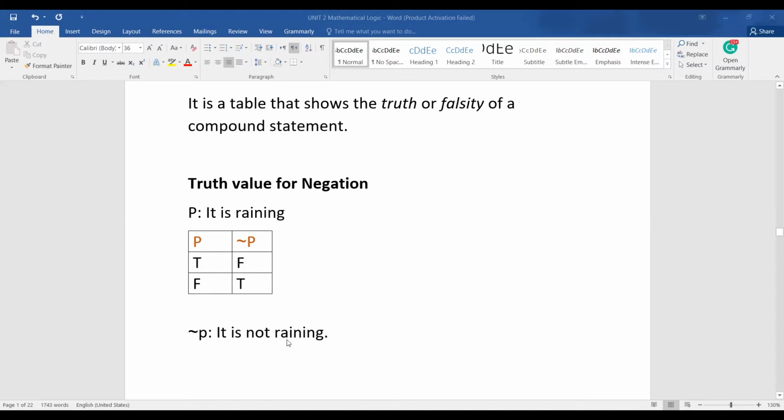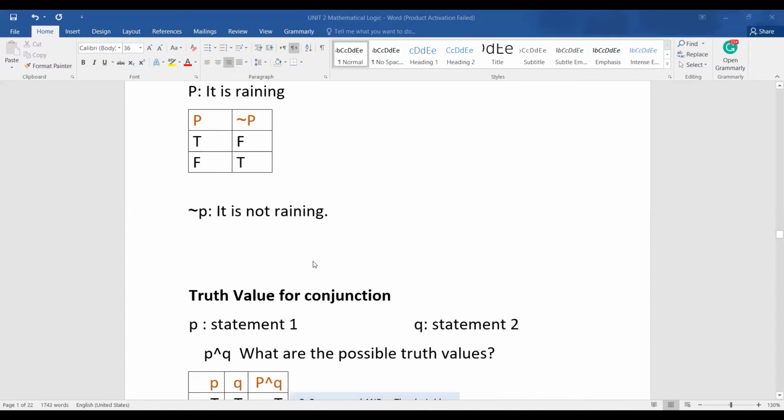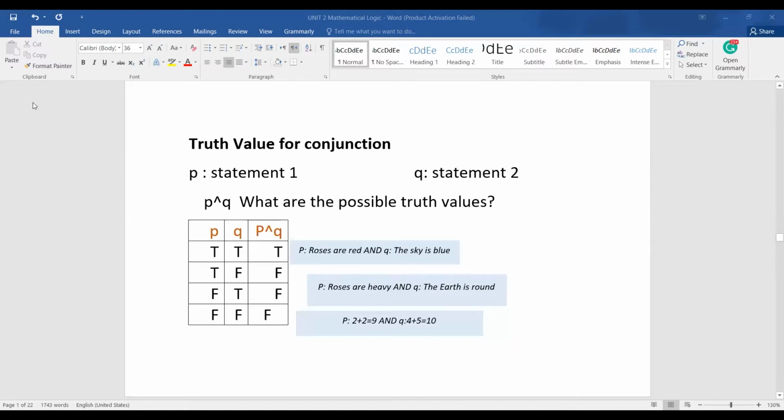Negation of P, it is not raining. When we say P, it's raining, the negation will be the opposite, it's not raining. And when we say it is not raining, then the negation of P would say it is raining. So this whole thing is called the truth table. It shows us statement P, whether it's true or false, and it also shows the negation of P, whether it is false or true. That was a simple statement.